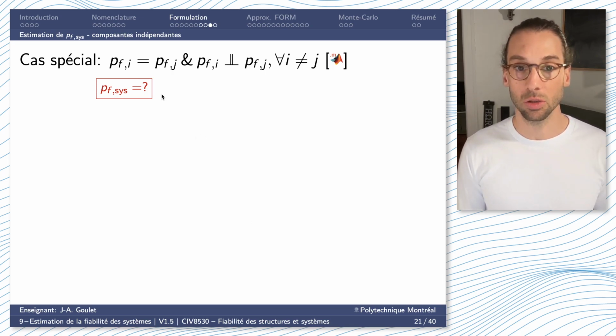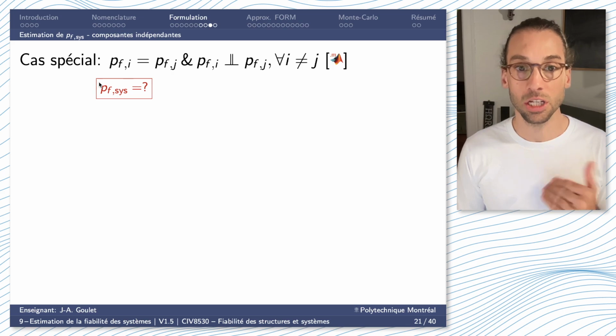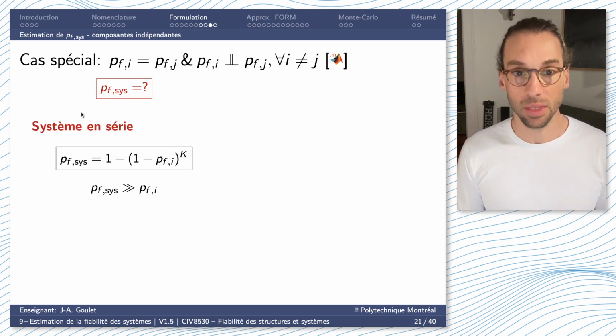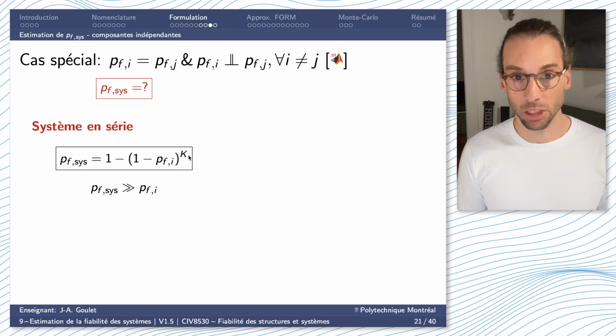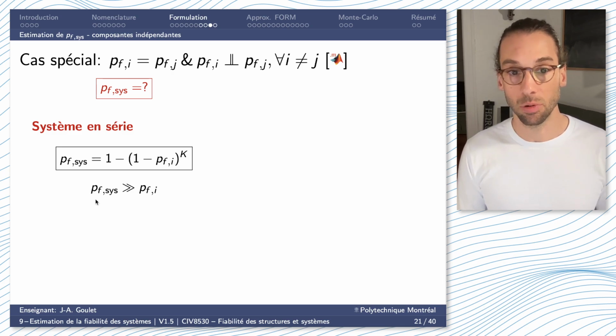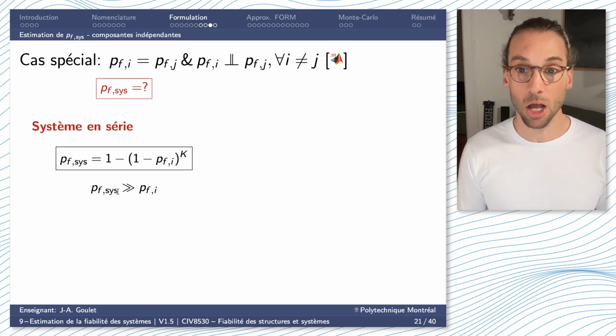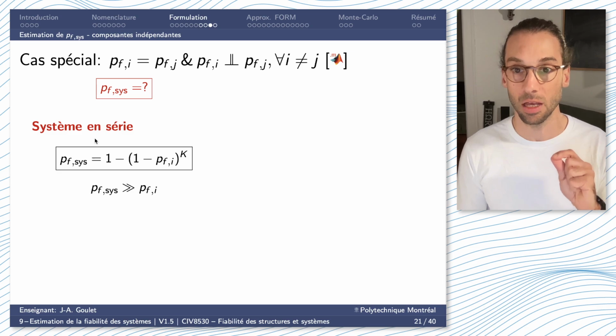So if we look at a very special case where we have the same failure probability for each of my components, and the failure of the component is independent from component to component, what is going to be my failure probability for a system if it's assembled in series? That's going to be 1 minus the product, to the power k, of 1 minus the probability of failure of my individual component. So that means that the probability of failure of the system is going to be much greater than the probability of failure of my component. Okay, this is the case where I have a series system.